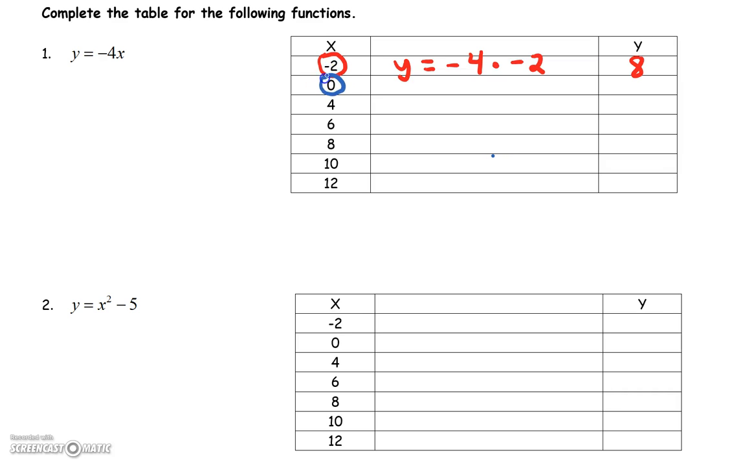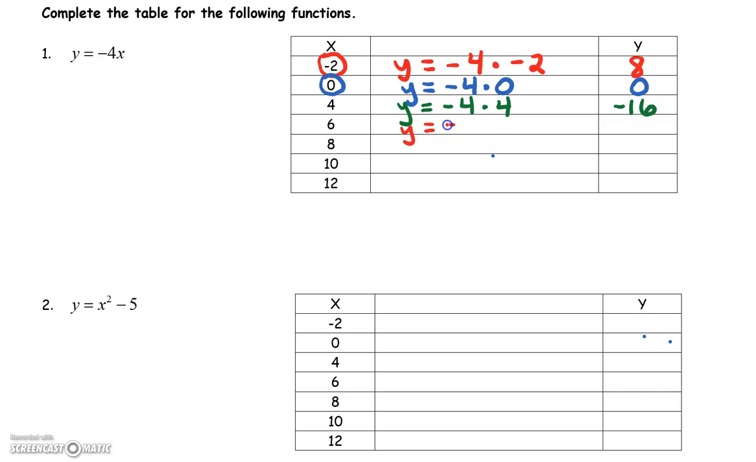Similarly, if we input a value of x equals 0, then the output is equal to whatever negative 4 times 0 is, which of course is just 0. And so for an input of 0, we get an output of 0 as well. We'll continue in this manner. For an input of 4, the function yields an output value of negative 16.